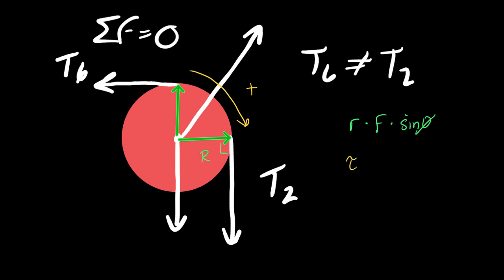So there's the torque from T2, and then there's the torque from T6. Those are the only torques there are. I won't normally write them out like this. I'm doing it just this time because it's our first time doing one that has two different tensions and therefore two different torques. But T2 causes a torque that we'd write out as R times T2 times sine of 90 degrees. And then T6 is in the opposite direction, so I'm going to put minus R times T6 times the sine of 90 degrees.